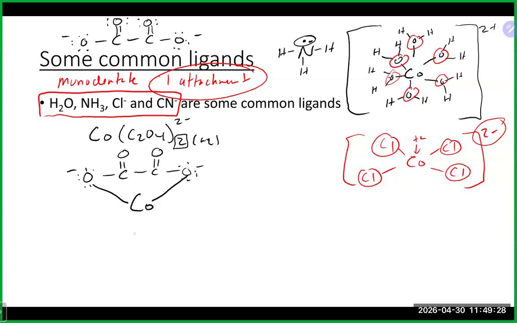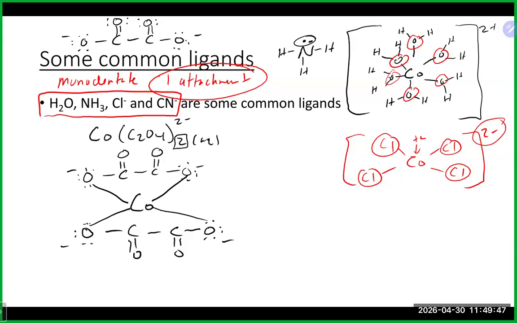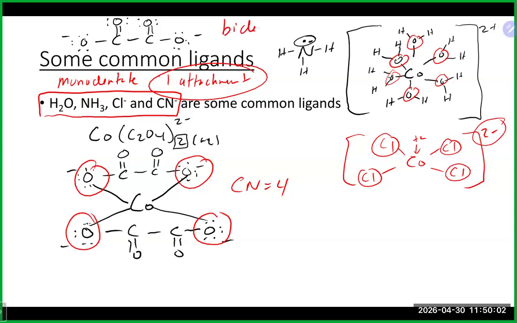Which means if I have two of those oxalate molecules, it will also attach there, right? Which means in this particular case, there are how many atoms directly attached to that metal? It is one, two, three, and four. And this would actually have a coordination number of four. And that's because oxalate is what is referred to as being bidentate.